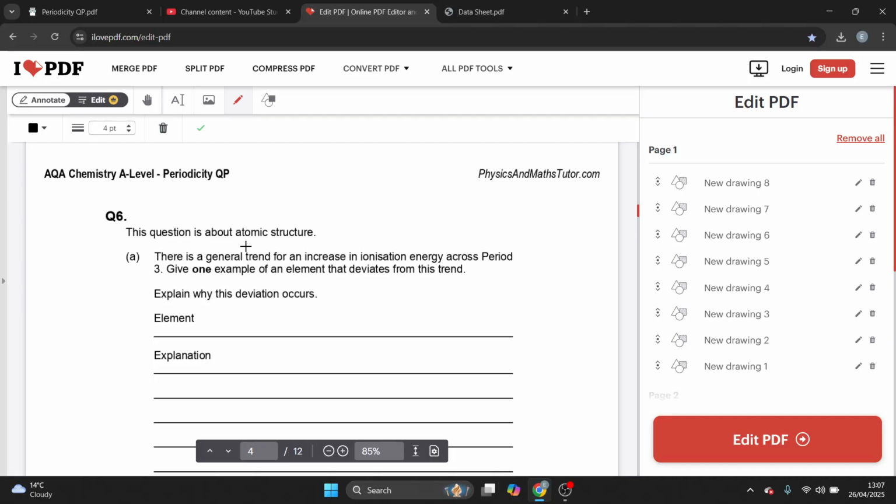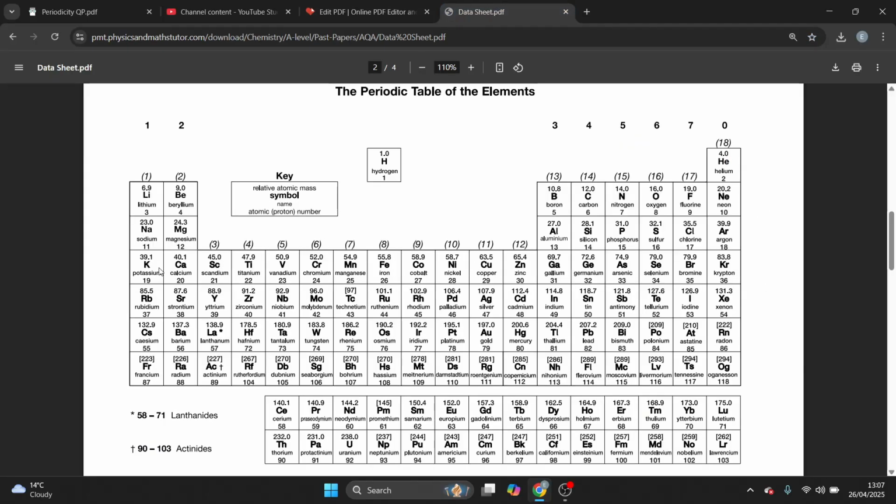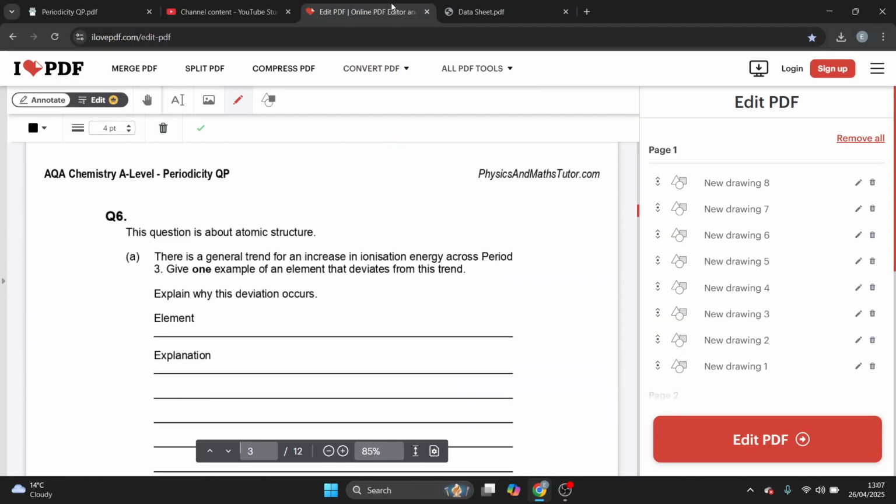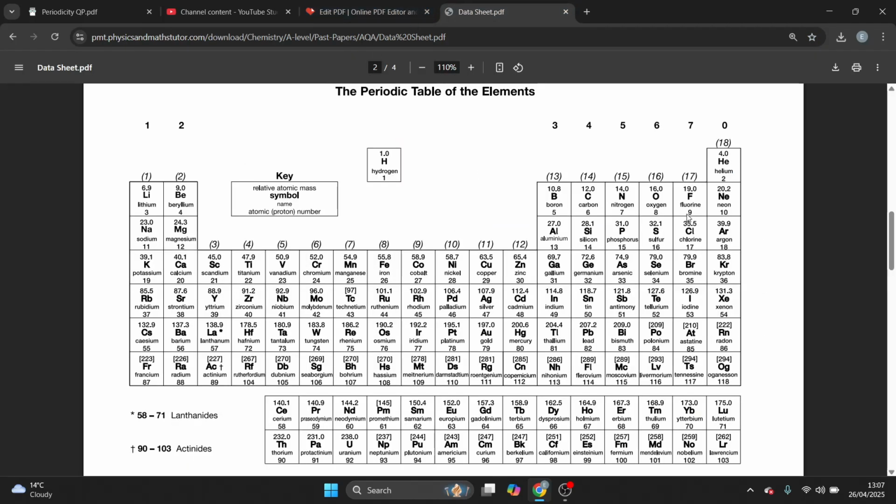The general trend for an increase in ionization energy across period 3. Give an example that deviates from this trend. Again, across period 3, from sodium to chlorine. Well, I could talk about sulfur, but let's talk about aluminium.